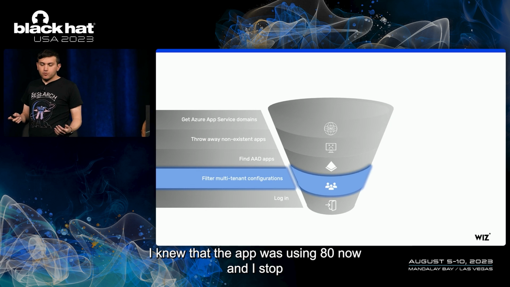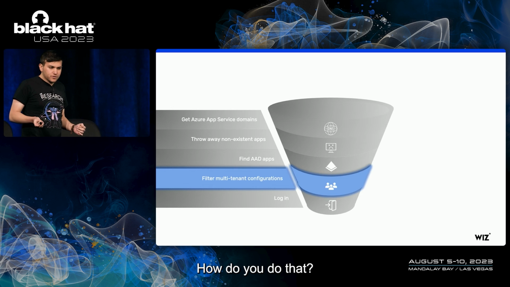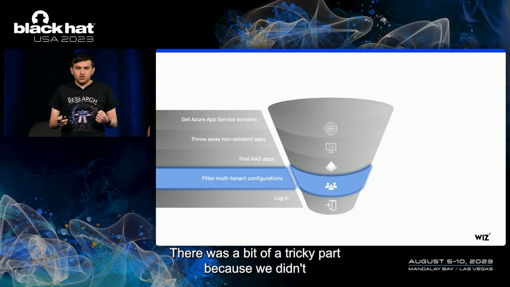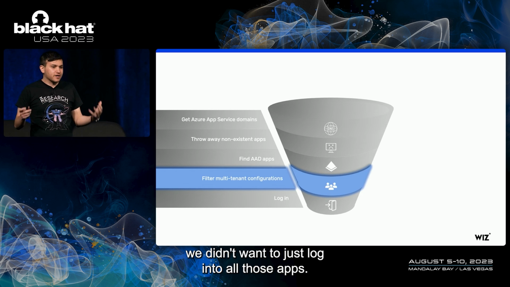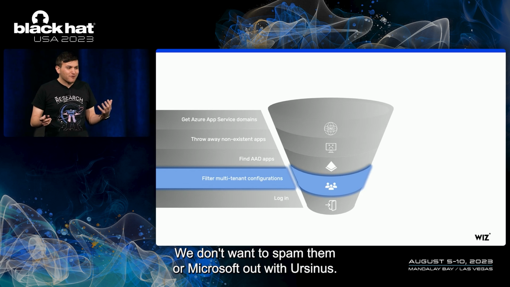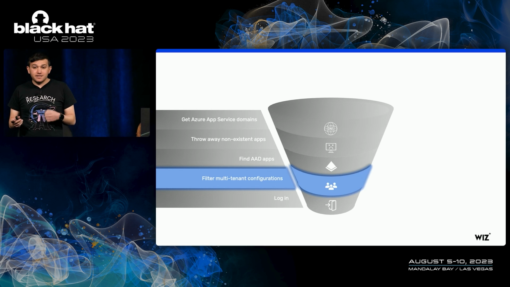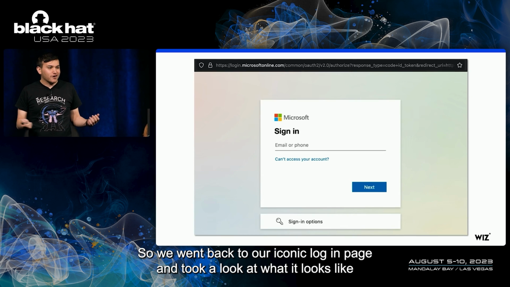Now, my next step would be to find only apps that use multi-tenant. How do we do that? There was a little bit of a tricky part because we didn't want to just log into all those apps. There were hundreds of thousands of apps. We didn't want to spam them or Microsoft with our sign-ins. We ideally wanted to find a way to fingerprint this from the outside. So we went back to our iconic login page.